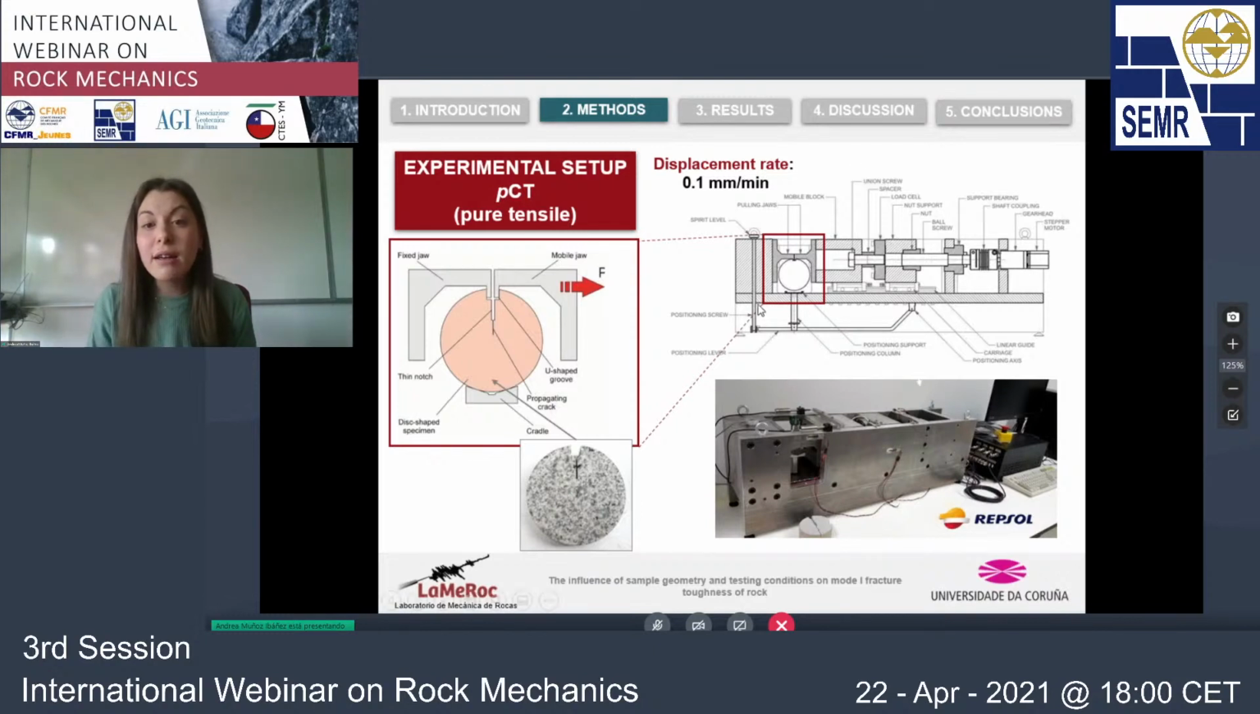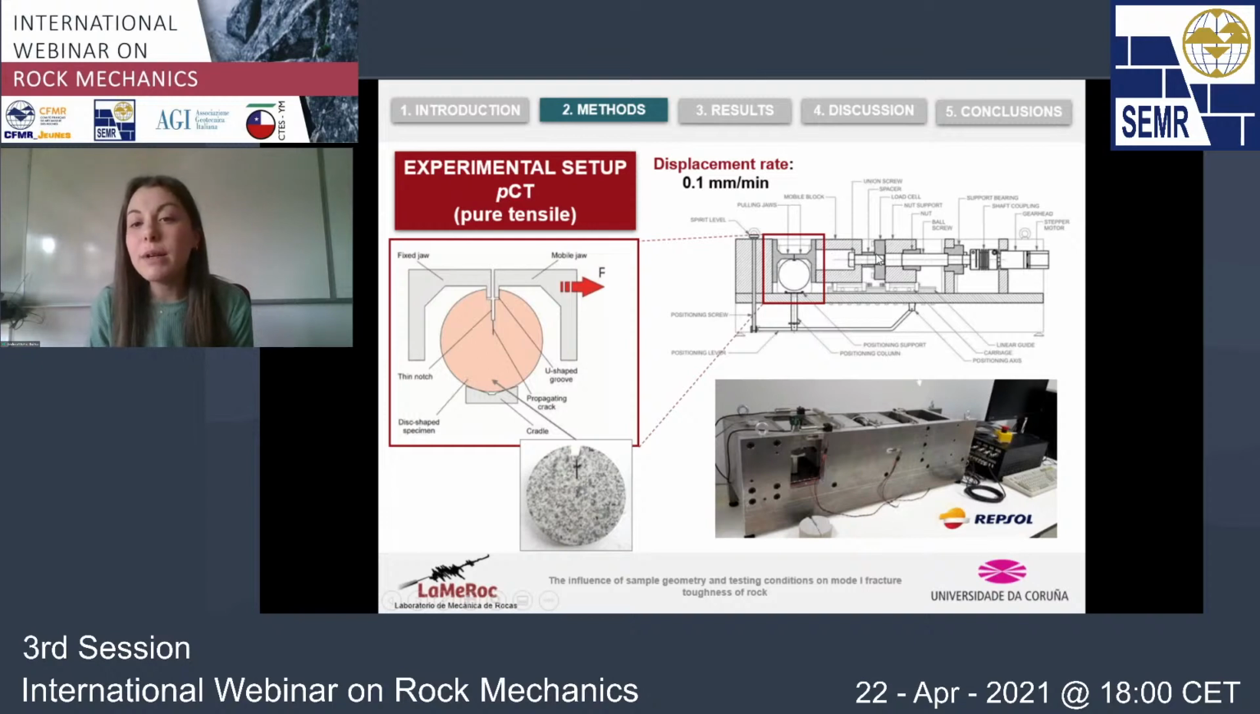And the movement of this jaw here, we can see it in this picture. The movement of this jaw is accomplished by a ball screw that converts the rotatory motion of a motor into linear displacement. And this is a very simple configuration, and we can have a very high accuracy on displacement.